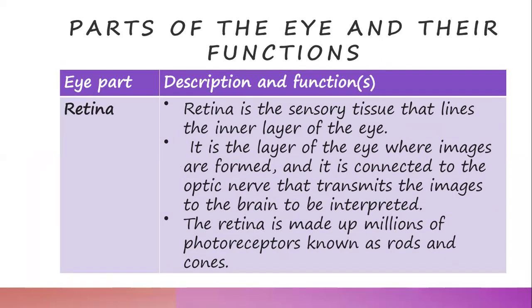Then there's the retina. This is another part of the eye. It is the sensory tissue that lines the inner layer of the eye. It is the layer of the eye where images are formed, and it is connected to the optic nerve that transmits the image to the brain to be interpreted. The retina is made up of millions of photoreceptors known as rods and cones.